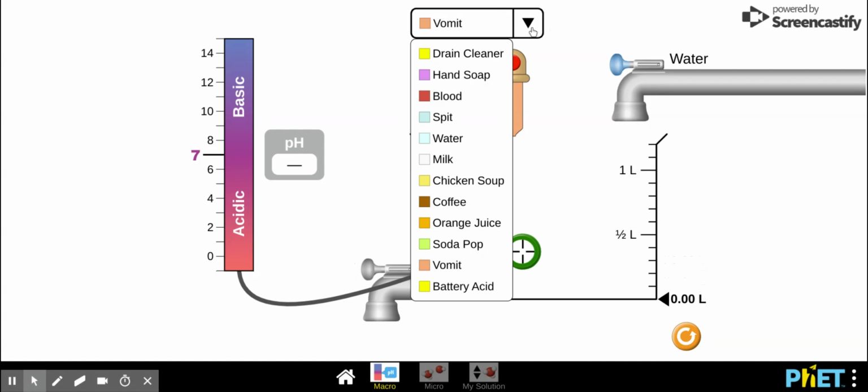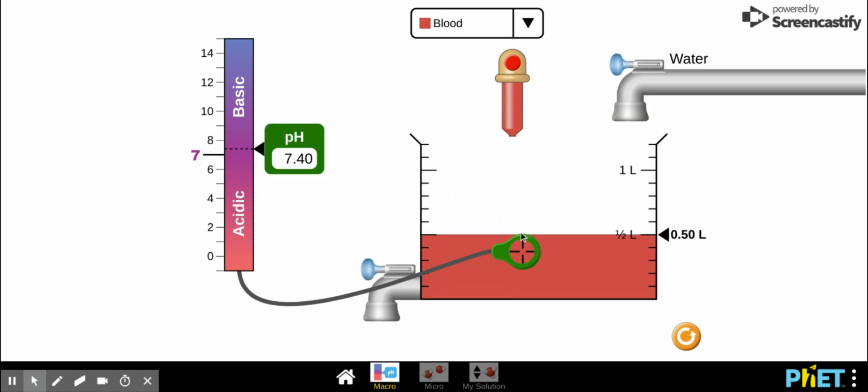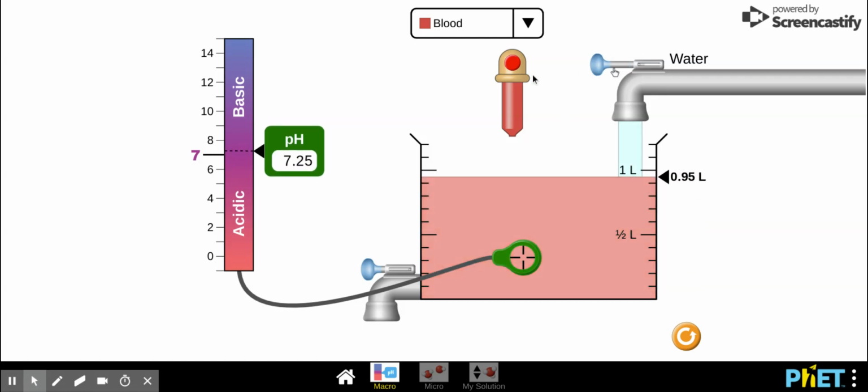And now we're going to add something basic. Again, knowing freshmen, they're going to choose blood. So we're going to fill it with blood. Blood has a pH of 7.4, which is higher than neutral. It's basic. So I would ask them, what do they expect to happen if we add water? So we add water and we see that the pH is going down closer to neutral.